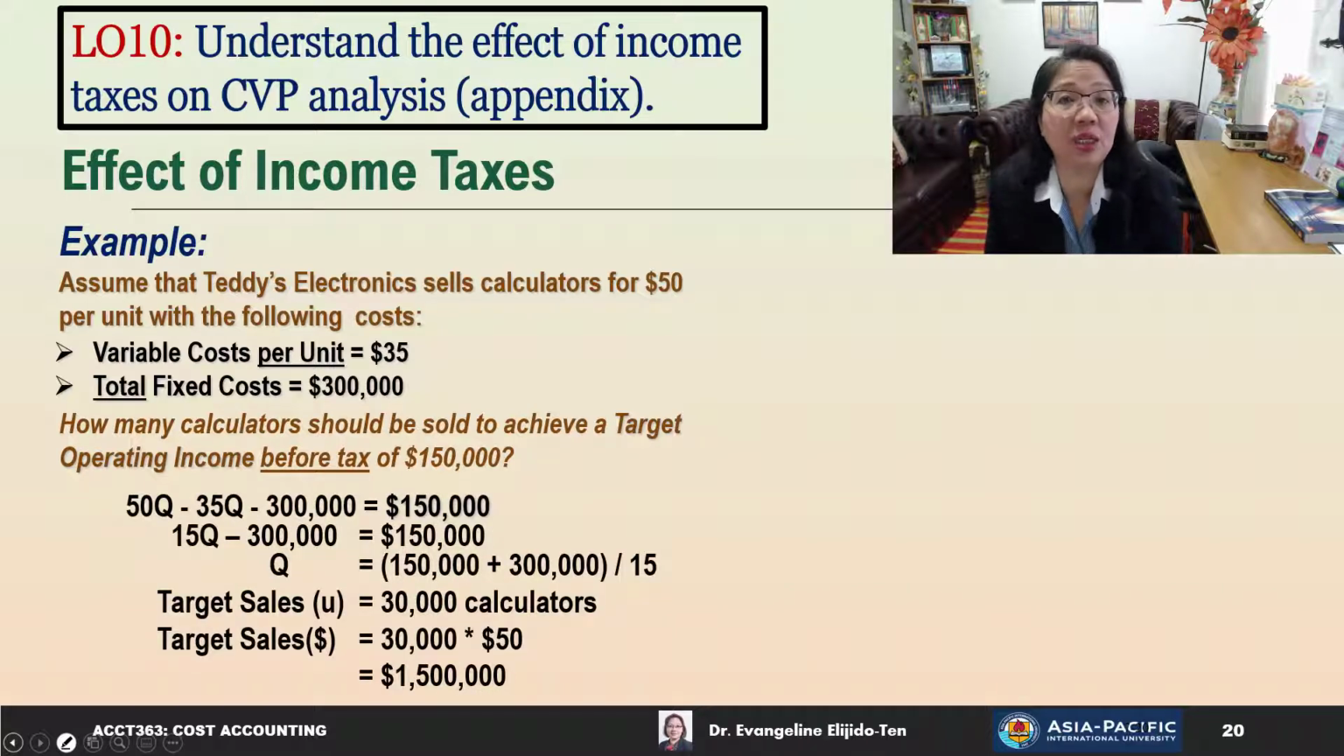So the normal calculation that we did, the equation will give us 50 times, instead of X, we'll use Q here as quantity. So 50 is the selling price times the quantity, minus 35, the variable cost, times the Q, quantity, minus the 300,000 total fixed cost, should be equal to the pre-tax profit of 150,000. All right, so therefore Q is calculated simply as 150,000, the targeted profit, plus the 300,000 fixed cost divided by the UCM, in this case is $15. So we need to sell 30,000 units or calculators to be able to earn a pre-tax profit of 150,000. In dollars, that would be 30,000 times the selling price of 50, so that's $1.5 million.